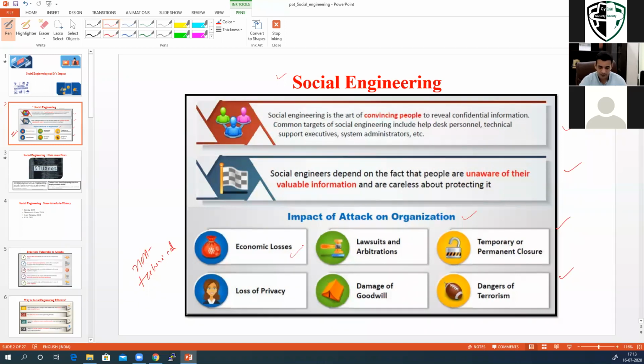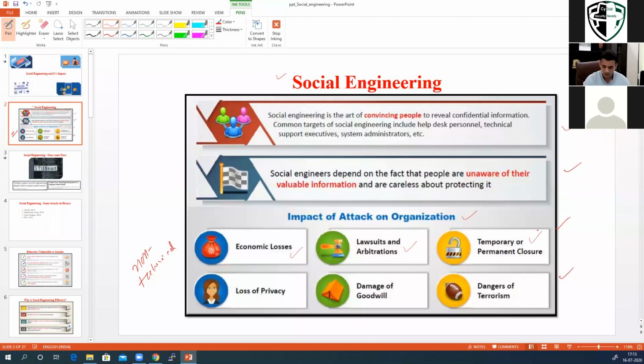There can be an economic loss. Obviously, if important information goes out of your system, it can be easily available to outsiders. So there can be economic losses. There can be lawsuits and arbitrations. People can use that information to sue you somewhere. They can manipulate that information and use it in other ways as well. There may also be temporary or permanent closure of your organization if you do not handle that kind of sensitive information.